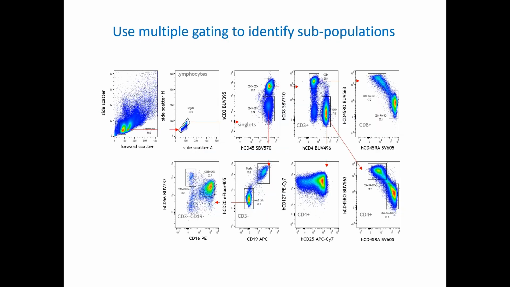One of the major advantages of flow cytometry is the ability to use sequential levels of gating, which allows you to look at multiple small subpopulations and to look at changes in these populations comparing control samples to experimental conditions or normal samples versus disease.